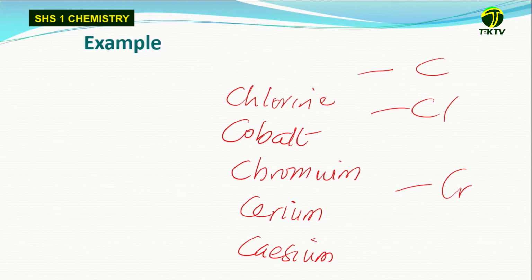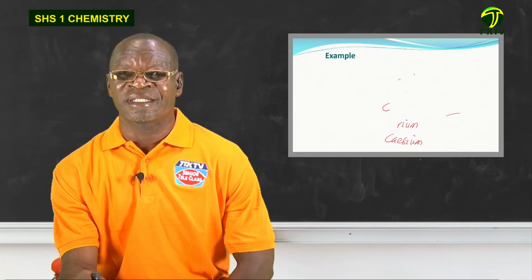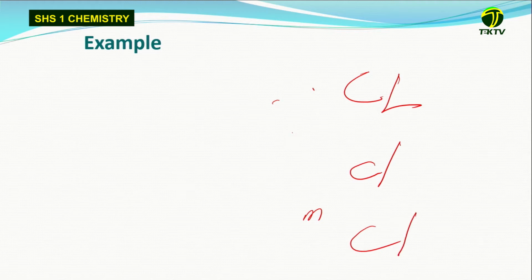Now, whenever we are using the first letter, it is always capital. But if we are using another letter in addition, the second letter should be a small letter. Sometimes some people write chlorine as CL. It is wrong, because the second letter should not be a capital letter. And if you also write cL like this, where c is small, it is also wrong. The C should be capital and the l should be small. So let us look at examples of these symbols.